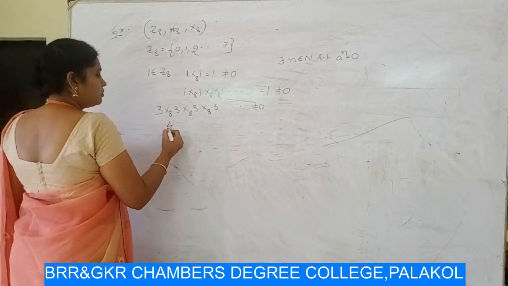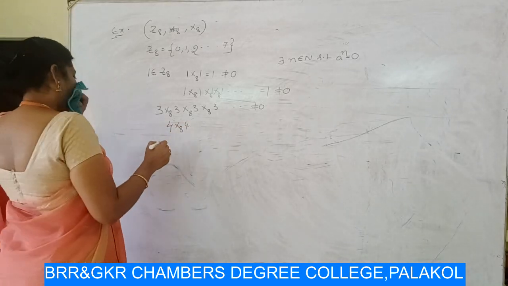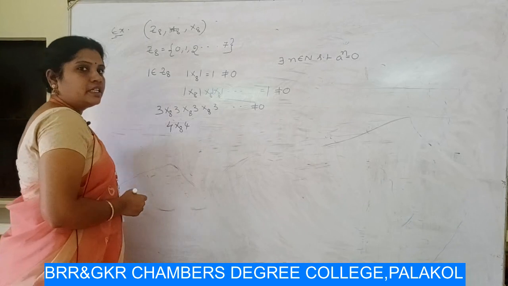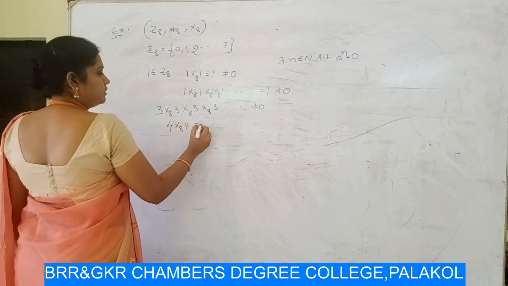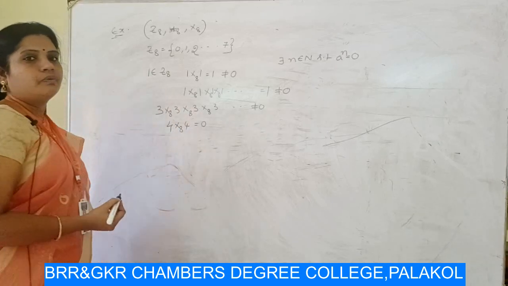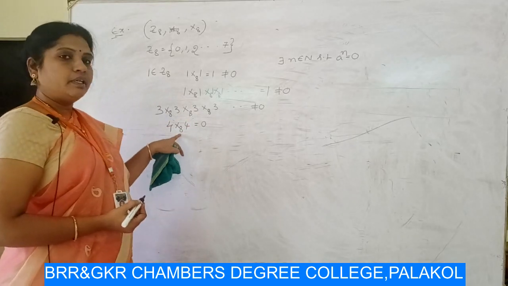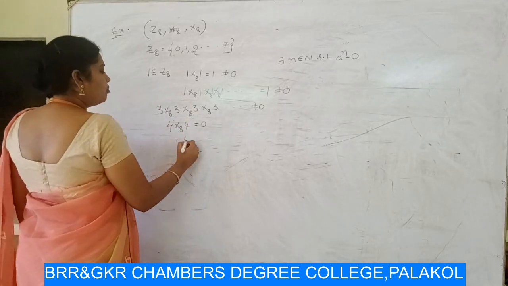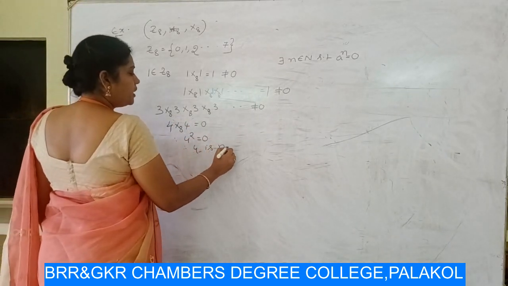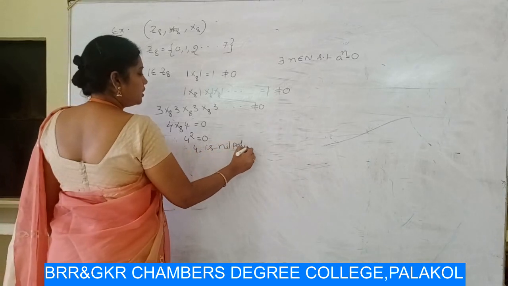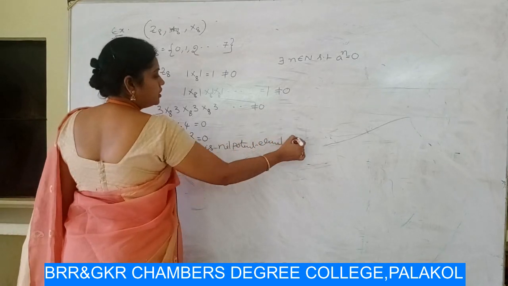If we take 4 multiplication modulo 8, 4. We get 4 4s are 16. 16 divided by 8, that is remainder is 0. Therefore 4 square is equal to 0. Therefore 4 is a nilpotent element of the ring Z8.